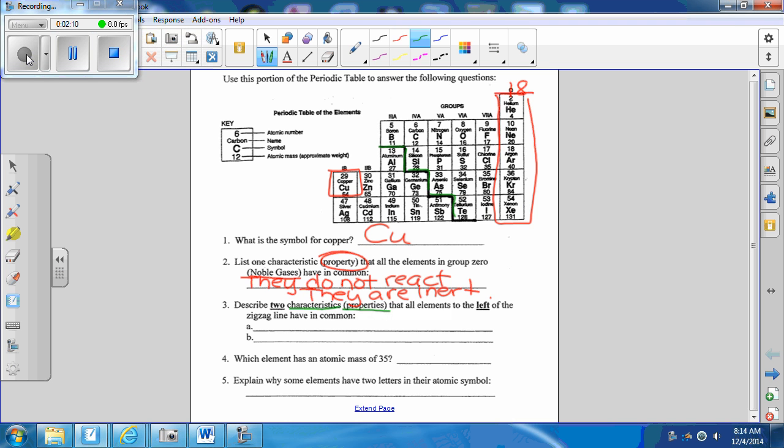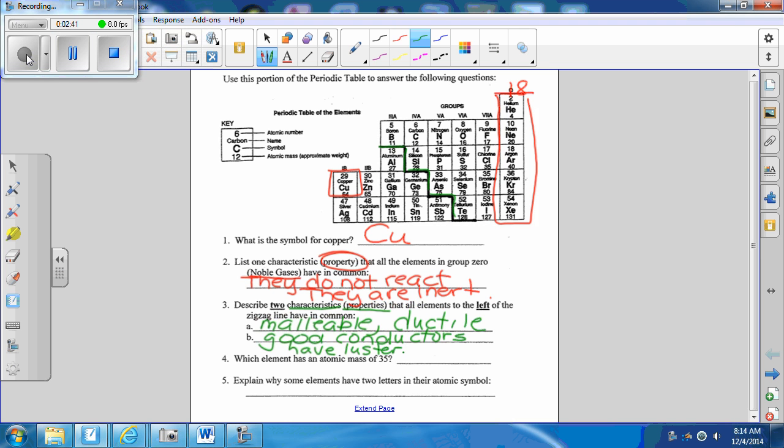So what is a property of a metal? Properties of a metal include, they're malleable. Properties of a metal include ductile. You can bend them, you can stretch them. They are good conductors of heat and electricity. And finally, they have the ability to reflect light, so they have luster. So these are properties because properties are something that you can observe.